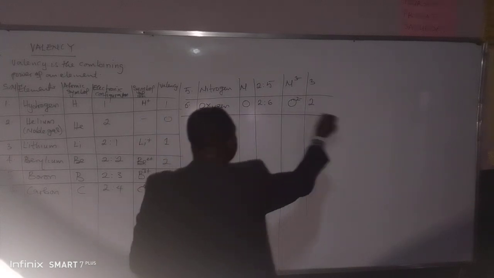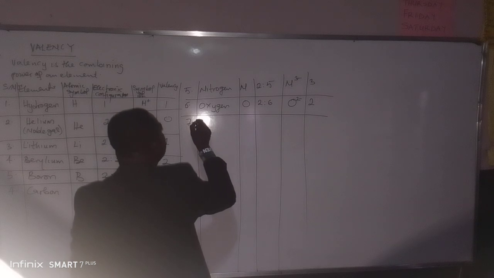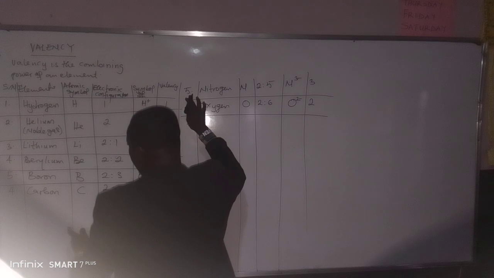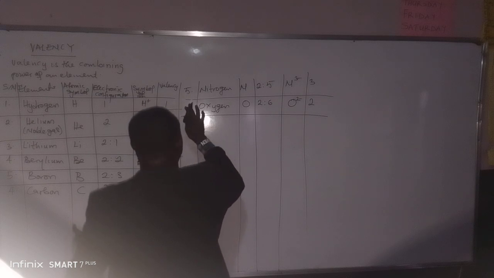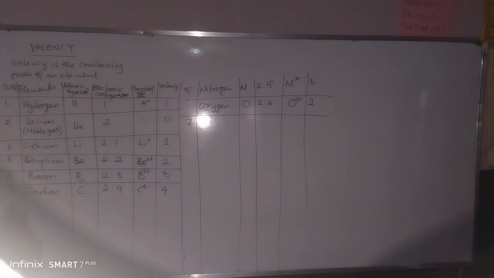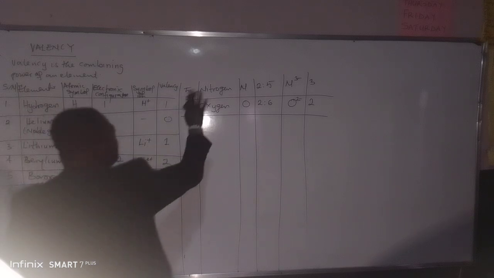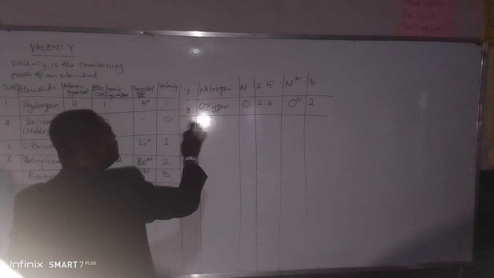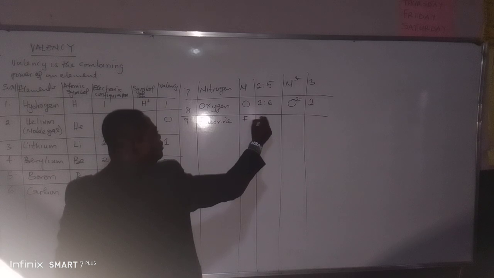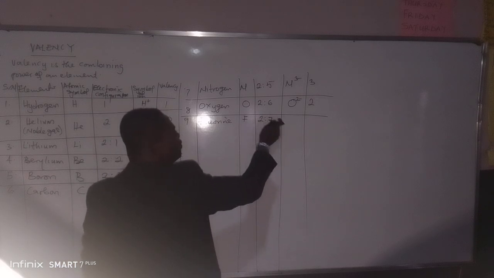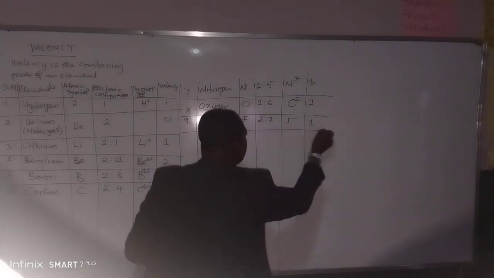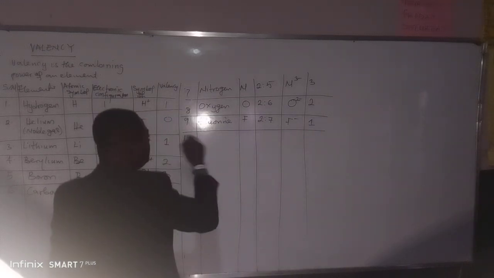Then 9 now is fluorine. Fluorine is F. Configuration is 2, 7. It borrows 1 to add to this 7 to form F minus, and the valency is 1. So then the next one, number 10, is neon.